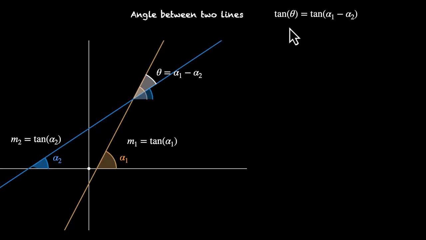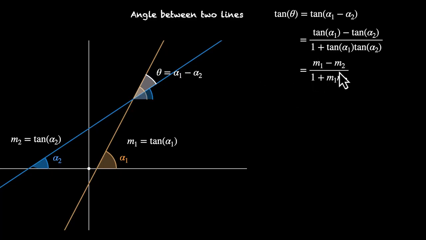We have tan of theta, that's tan of alpha 1 minus alpha 2. And here we can use tan (A minus B). So tan (A minus B) is (tan A minus tan B) by (1 plus tan A tan B). Now plugging the values of tan alpha 1 and tan alpha 2 as m1 and m2, this is what we get. We'll get (m1 minus m2) divided by (1 plus m1 m2). And this is the formula for the angle between the two lines. It's technically the formula for the tan of that angle, but if you know the tan, you can figure out the angle. So tan theta is (m1 minus m2) by (1 plus m1 m2).